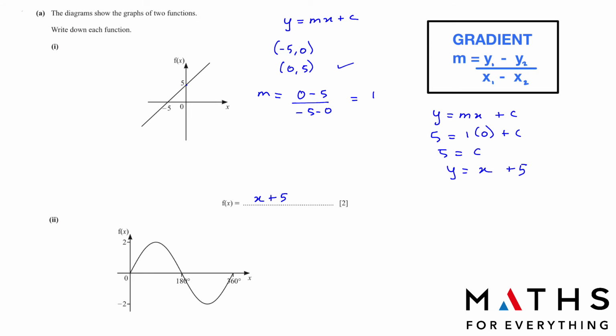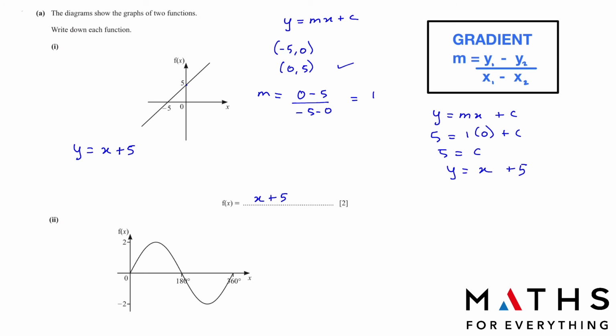Now the short way. Whenever you have been given points like this on the y-axis and on the x-axis, and they are of different signs, this is positive, this is negative, your gradient is going to be 1, and that's how you get your x. The number on the y-axis, 5 is given to you, that is your c, that is your y-intercept. So we can just write x plus 5. I hope it makes sense.